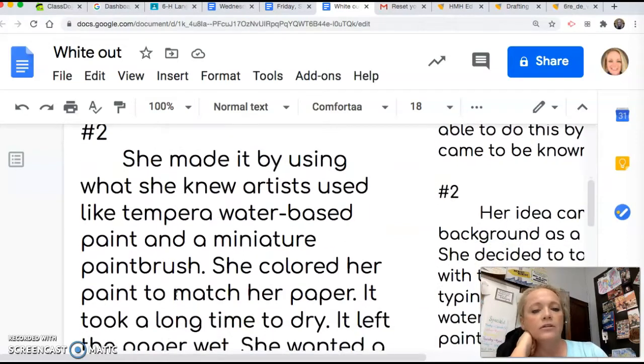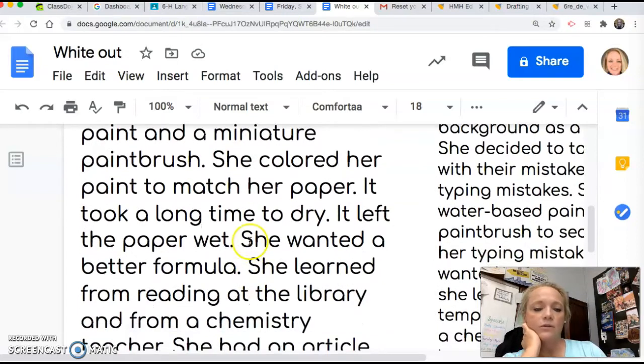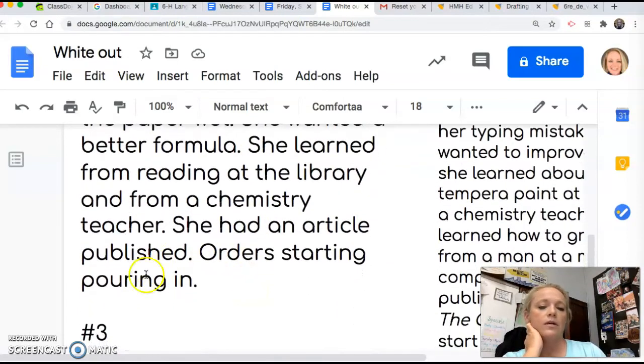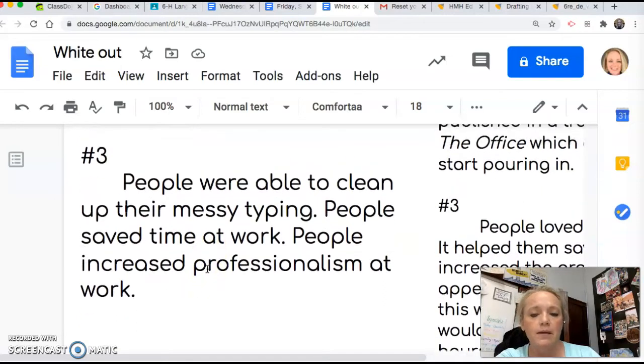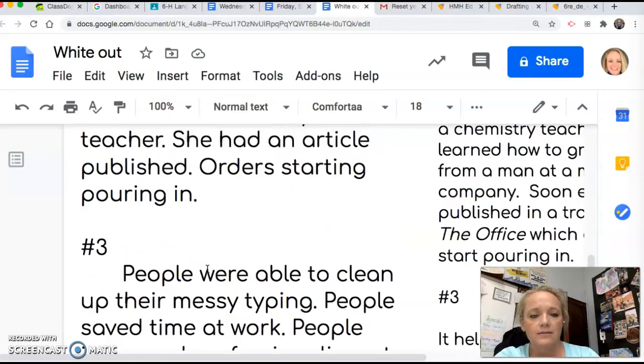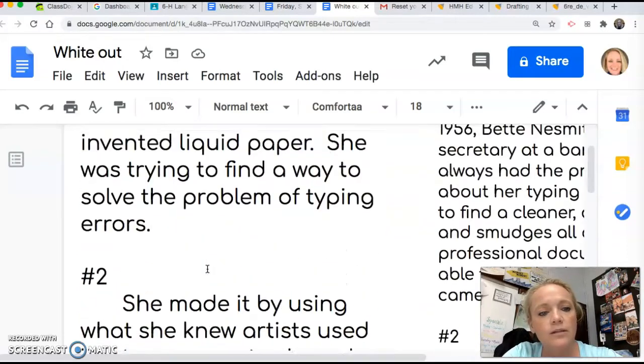In paragraph 2, I told how she did it. I talked about the fact that she took what she knew about what artists do, and that she did a little research and she came up with a good formula that caused her to start getting more orders. Then in paragraph 3, I told what people did with it or how they liked it. So, I want to read this to you real quick.